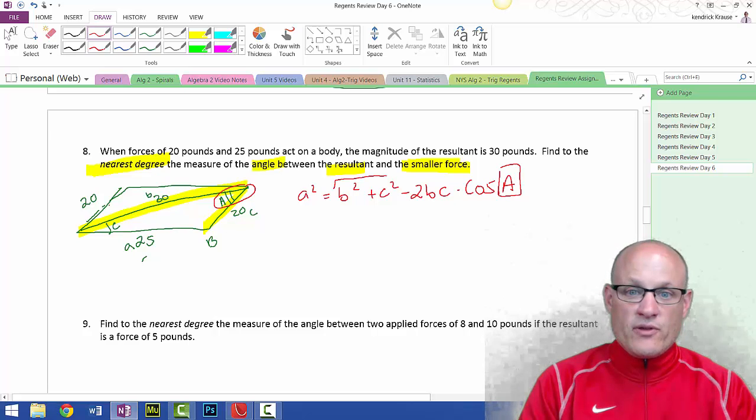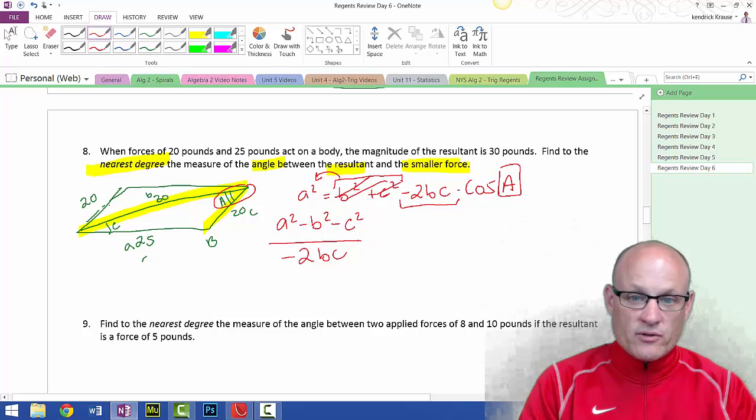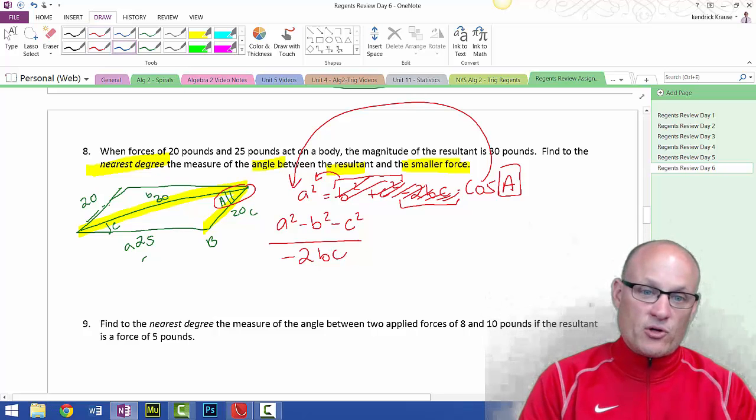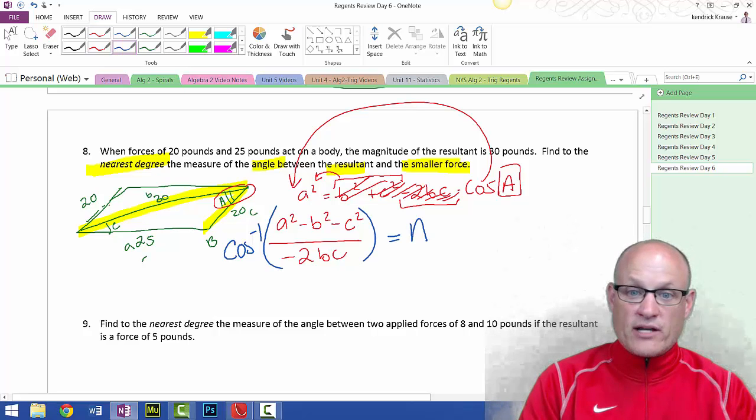So we're going to move these two things over first. So a squared minus b squared minus c squared, then I'm going to divide by negative 2bc. So this got moved over, this got moved over, and this got moved over. And don't forget now, we're going to bring the cosine over. And when the cosine comes over, it comes over as cosine negative 1, inverse cosine. And now we have isolated A.